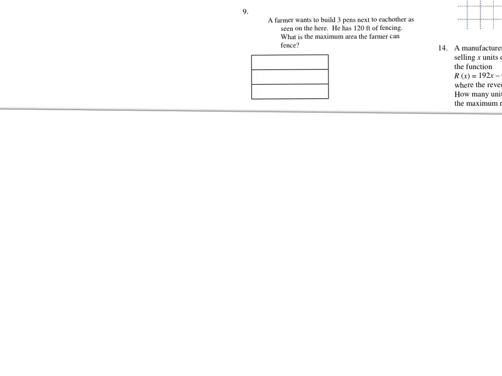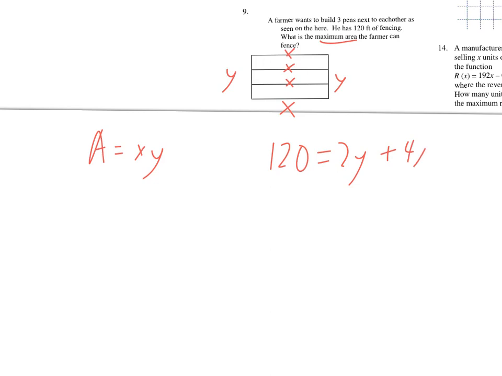All right, next up, number 9, we want to maximize the area here. So what I'm going to do is I'm going to label this side x and that side y. So I know the area is x times y. However, I know that we have 120 feet of fence. And so for my fence, how many y's do I need? Well, it looks like I need 2 y's, and then it looks like I need actually 4 x's, because even though there's 3 pens, we would need four fences to split them up like that.